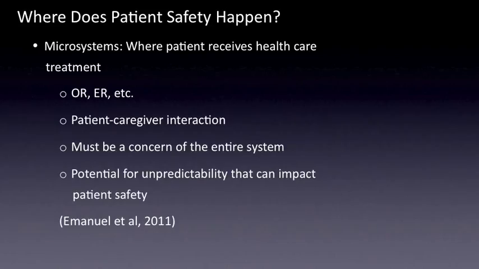There must be a concern for the entire system as a whole. An understanding that there is potential for unpredictability that can impact patient safety is needed. An example of this would be 2 members of the surgical team having to leave the OR for an emergency, which could have an impact on patient safety.